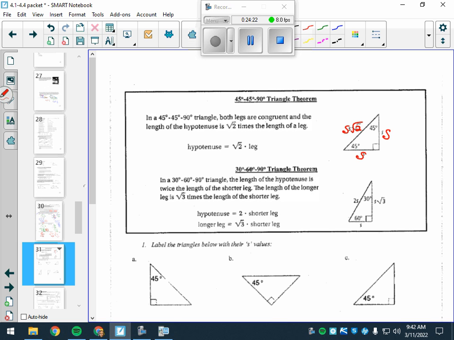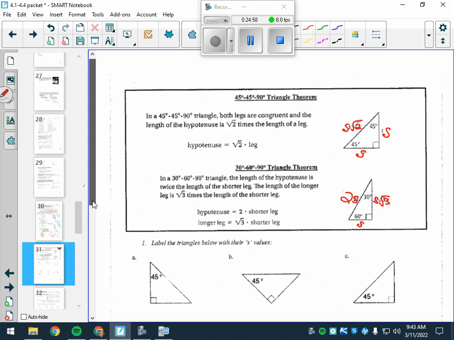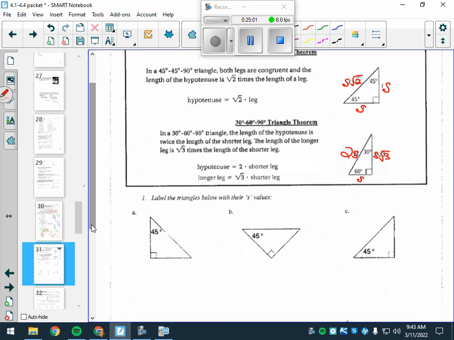In a 30, 60, 90 triangle, we're going to call the side across from the 30-degree angle, again, the shortest side, S. This time, the longest side is twice that. Whatever S is, you double it to get the hypotenuse. And then whatever S is, you multiply it by the square root of 3 to get the side that's opposite from the 60-degree angle. Labeling the sides this way is going to be your first step in solving for missing sides of these special right triangles. So it's important to memorize where these labels go.